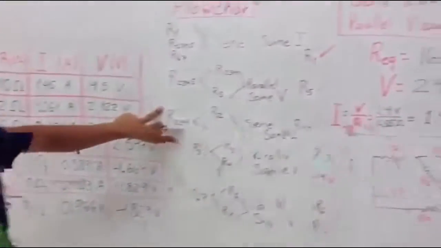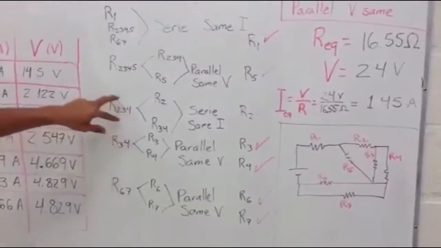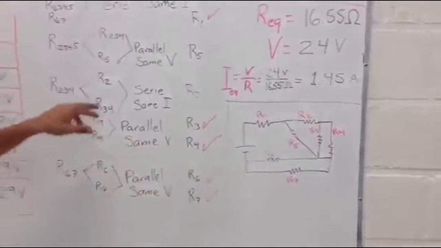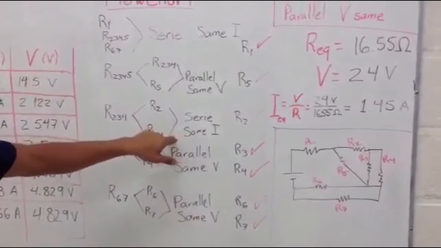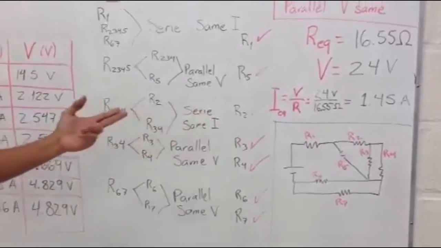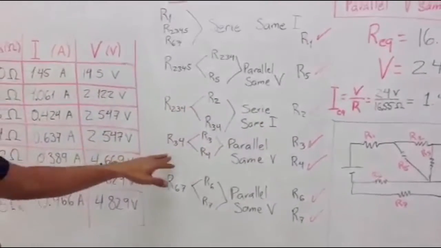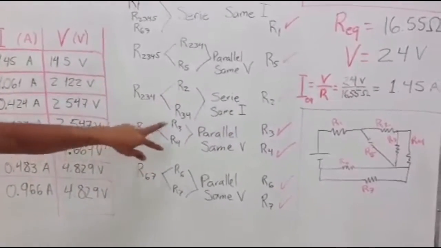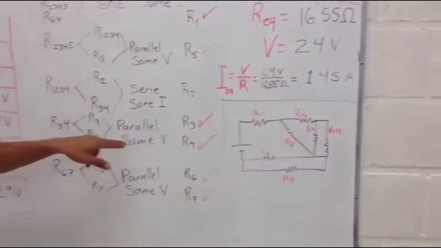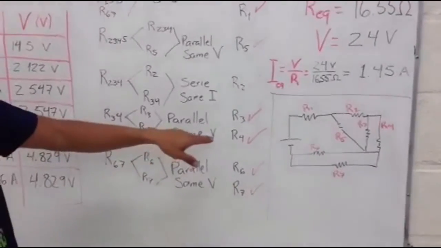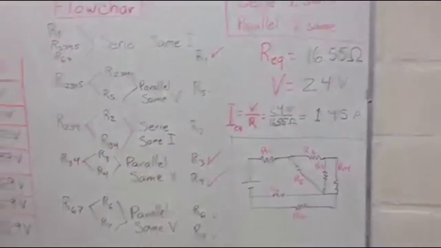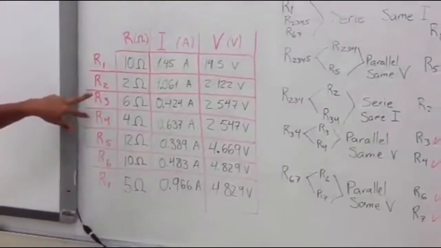Now we have resistance 2, 3 and 4, and we separate in resistance 2 and resistance 3 and 4. So this is in series, so it has the same current, and we can solve for the resistance number 2. Now resistance 3, 4 is divided in resistance 3 and 4, as we see here. It's in parallel, so it has the same voltage, and we isolate and we can solve with the formulas and the values, and we get the results here in the table.